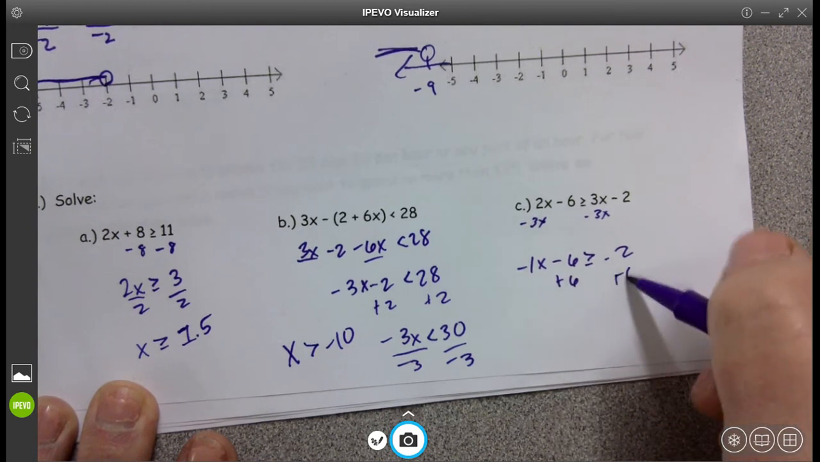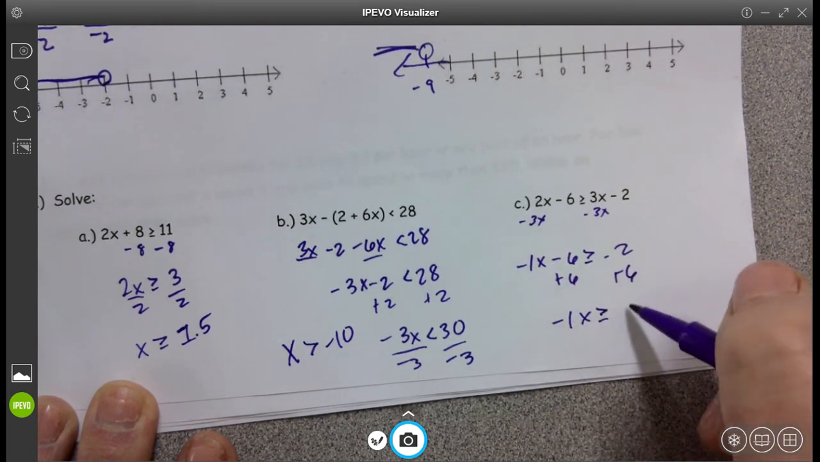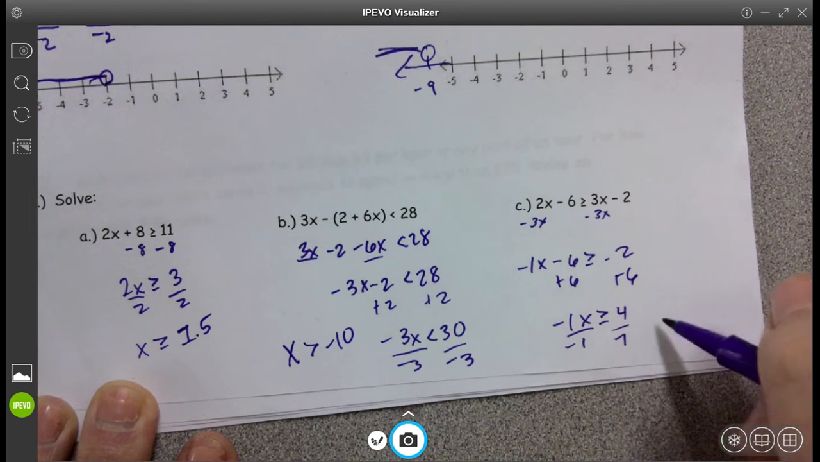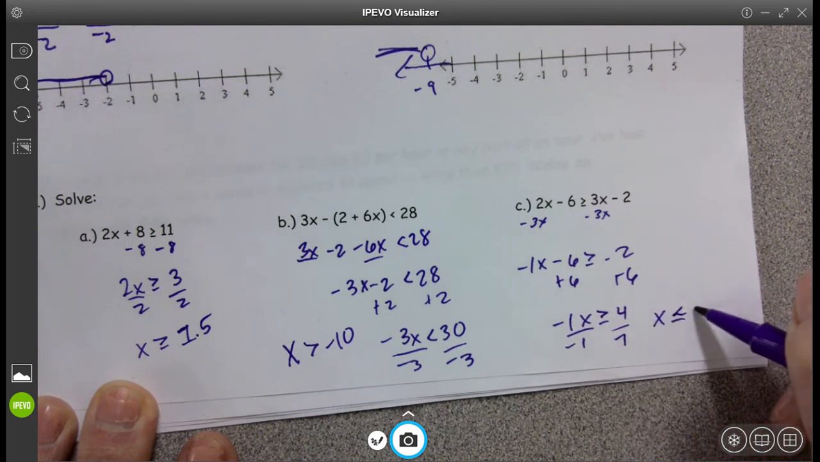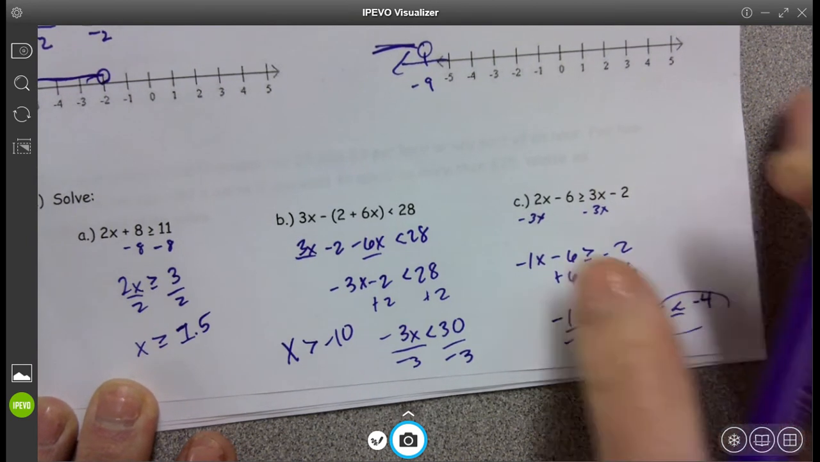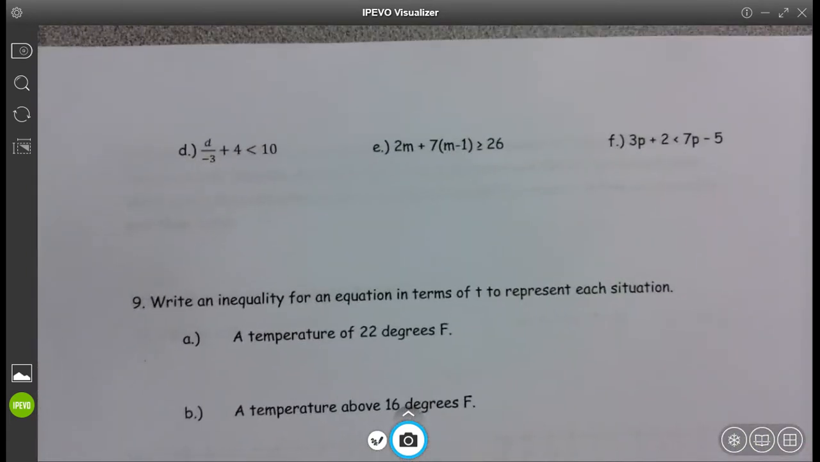We're going to get numbers on the right. We divide by negatives. Does that make sense? Okay, oh, there's some more on the next page.